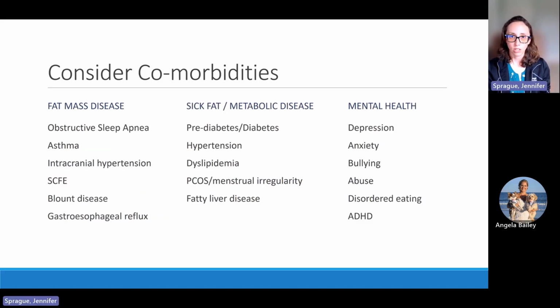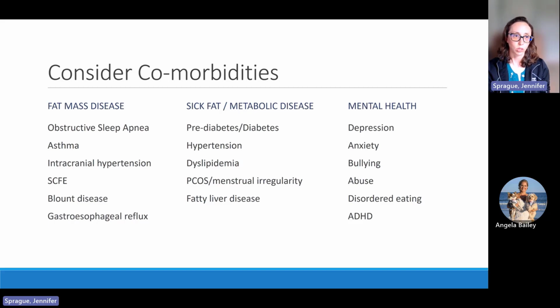Okay, we've assessed causes, we've assessed medications. Now let's think about comorbidities. If you think back to our definition at the beginning, we talked about the biomechanical, so that's like the fat mass disease. It's related to the weight itself. And so that includes things like obstructive sleep apnea, asthma, intracranial hypertension or pseudotumor cerebri, SCFE, Blount's disease, gastroesophageal reflux.